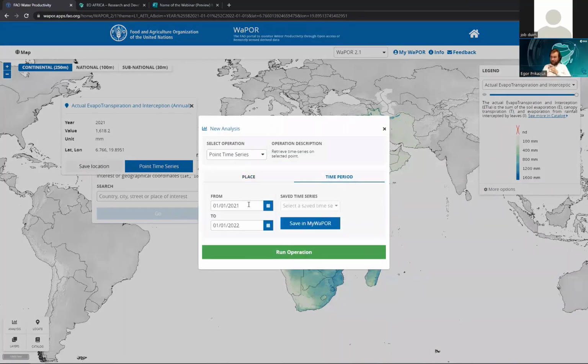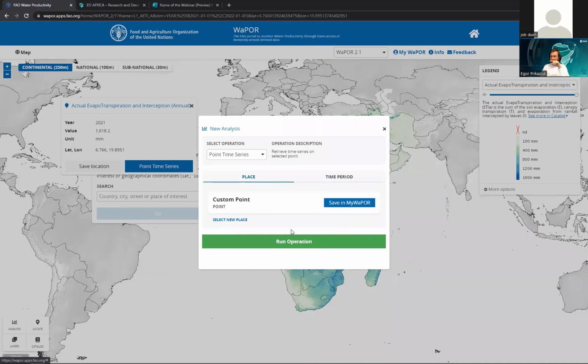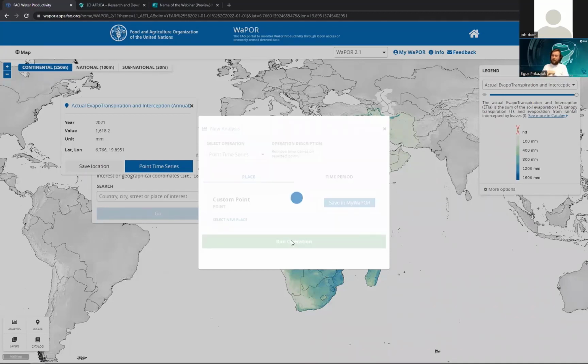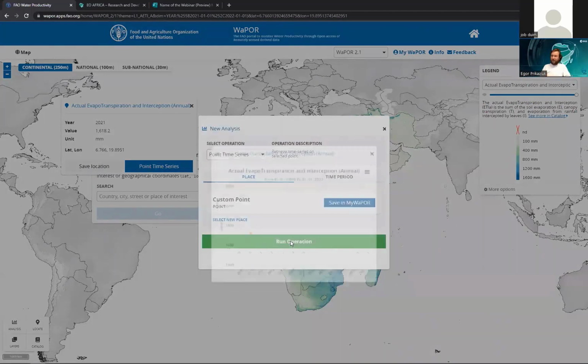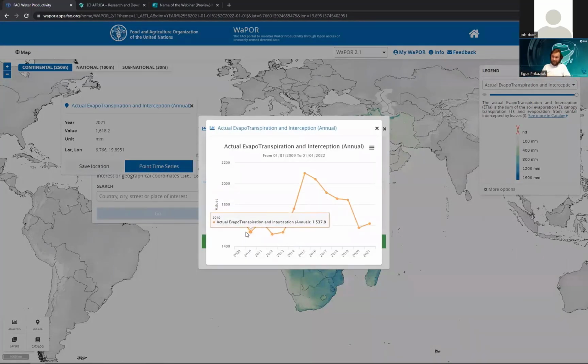I select the time period. Let me select from 2015 to now. Actually, it's annual data, so I can select from the very beginning. Place is this point. I run the operation, and at some time, which in this case should be not too much because it's just 12 images, I will see. Well, let's wait and see what we will see. We will see this actual evapotranspiration interception values in millimeters.